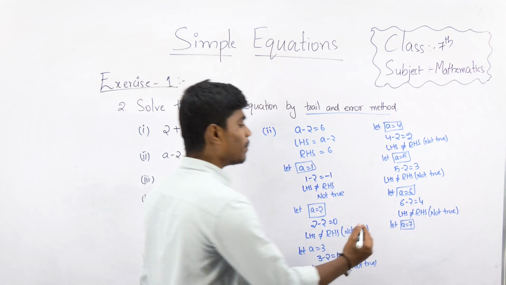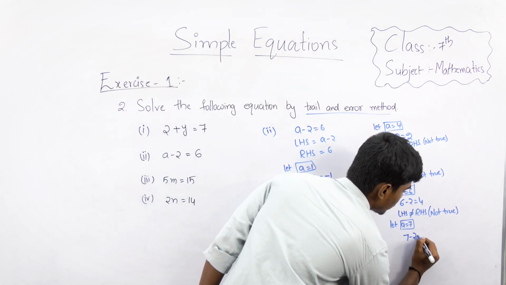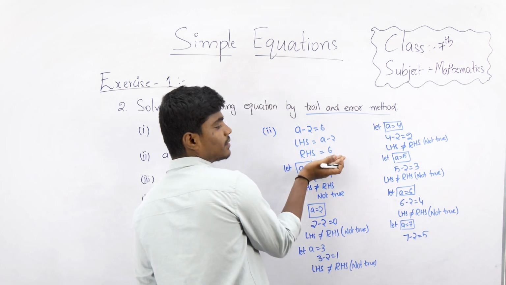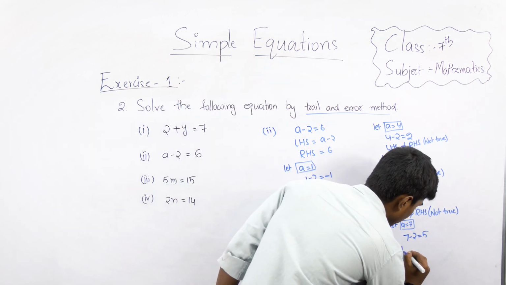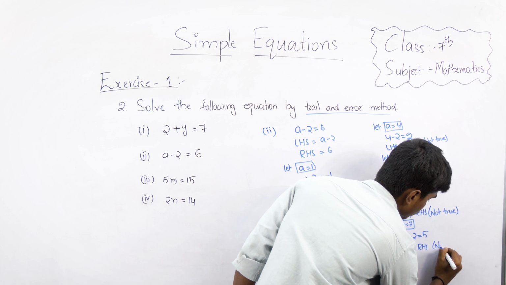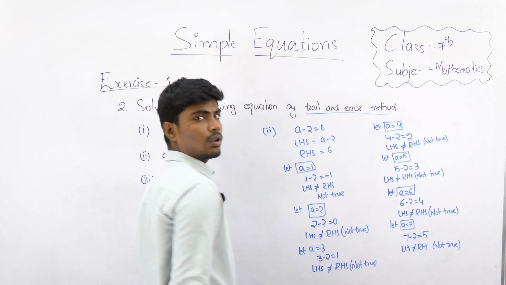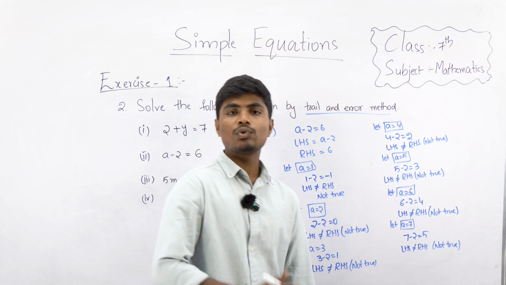Now let a equal to 7. 7 minus 2 is equal to 5. Here 5, here 6. So LHS is not equal to RHS. So not true. Now 7 is also not true. So let's move to 8.